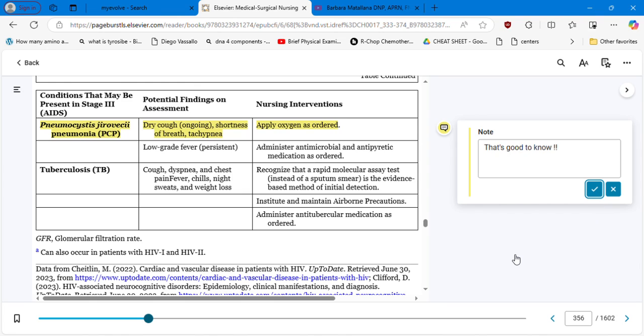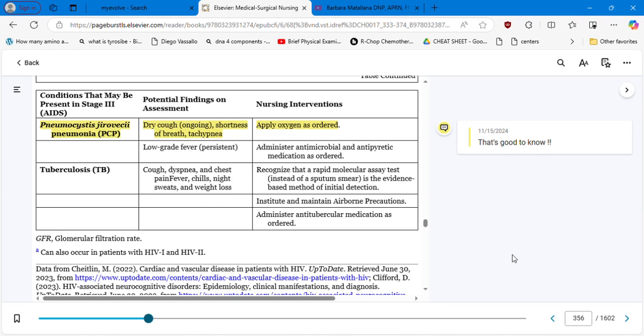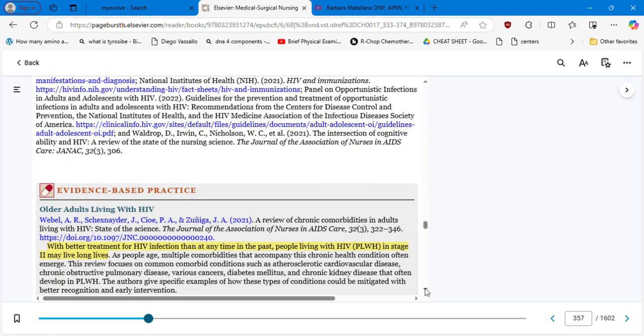In terms of tuberculosis, we have to recognize that a rapid molecular assay test, instead of a sputum smear, is the evidence-based method of initial detection. So institute and maintain airborne precautions for tuberculosis, and administer antitubercular medication as ordered. It's very important to monitor all of this. So basically, this was the list that we have to focus on depending on the stage, right? But the list is more related to stage 3.